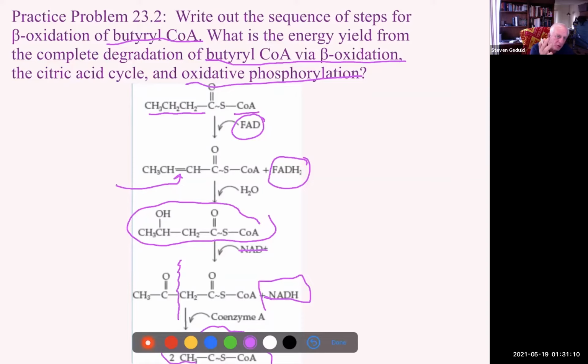So we start with butyryl, which is 4 carbons. You end up with 2 acetyl coenzyme A's to run through the citric acid cycle. Okay, and you're going to break 1 bond. You're going to form 1 FADH2 and 1 NADH. And this is going to be times 2. That's going to be times 3.